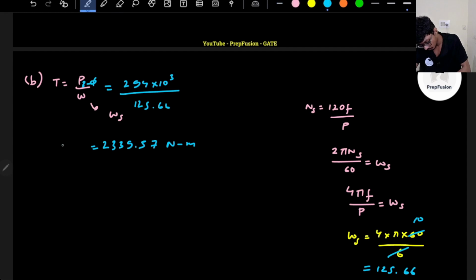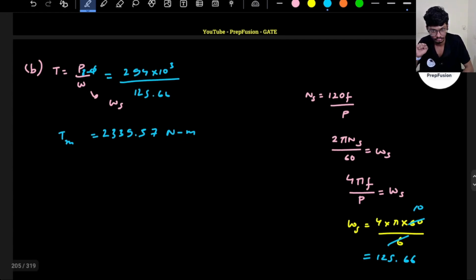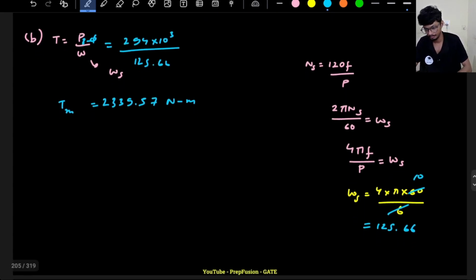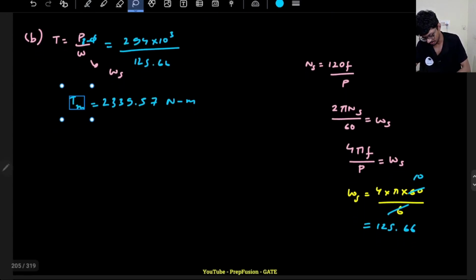Now, why is it called maximum torque? Because this torque is not actually possible. Of course, there will be some friction and windage loss. All those things will be there. Due to that, I will not be able to get this much amount of torque. So this is the maximum torque that we will get basically.